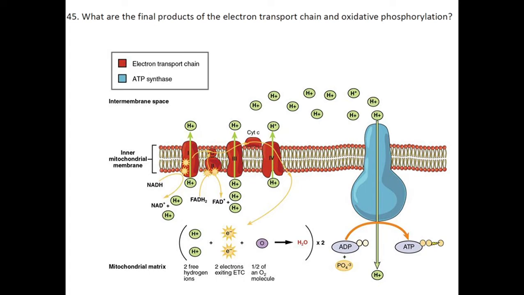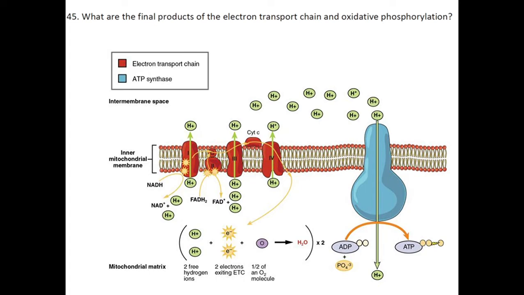The last one, the blue one, is called complex number 5. It's also called ATP synthase. This giant blue molecule is what produces ATP. How does it produce ATP? Complexes 1, 2, 3, 4 will accept electrons from NADH and FADH2. So again, NADH and FADH2 carry electrons and H+.